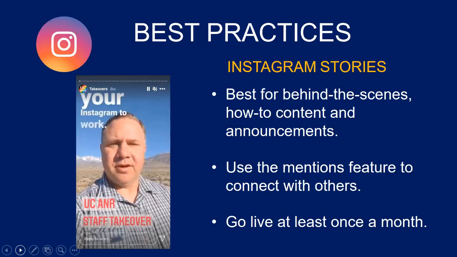So for example, if you want us to possibly share, tag UCANR so that we're able to see that story. And try to go live at least once a month. Again, it shouldn't be a huge production. Make it simple. Just visualize what folks would want to see. If I were on Instagram as a user, what would I want to see? And try to go live, like I said, at least once a month. I'm also providing a link to an app.